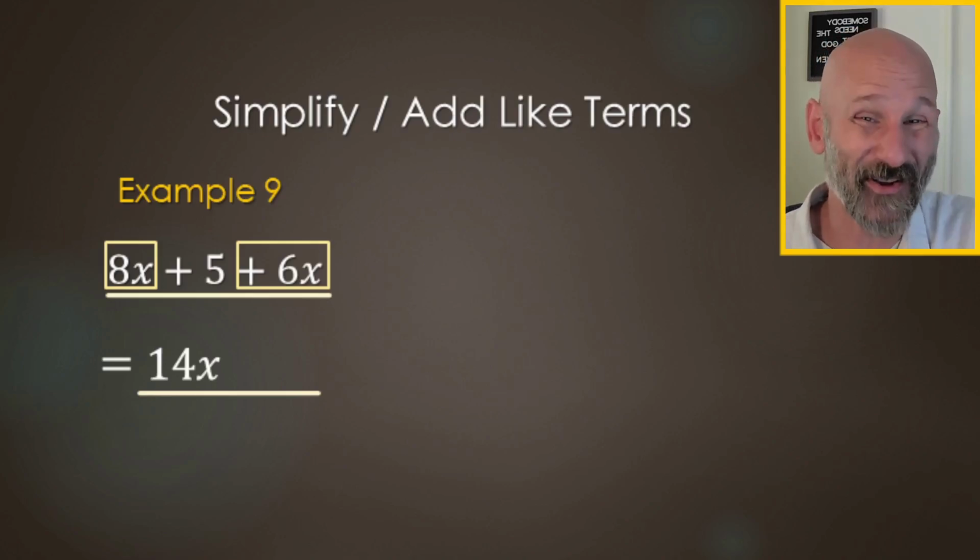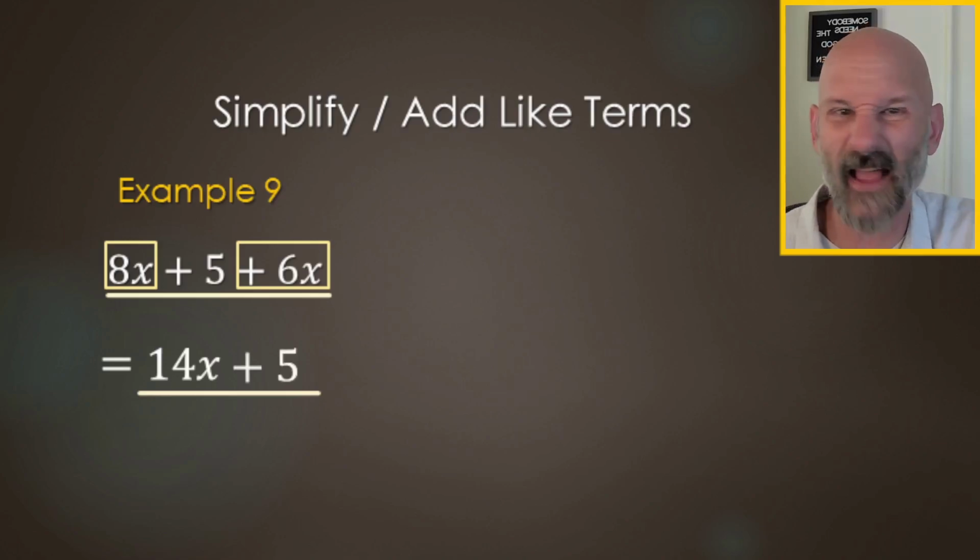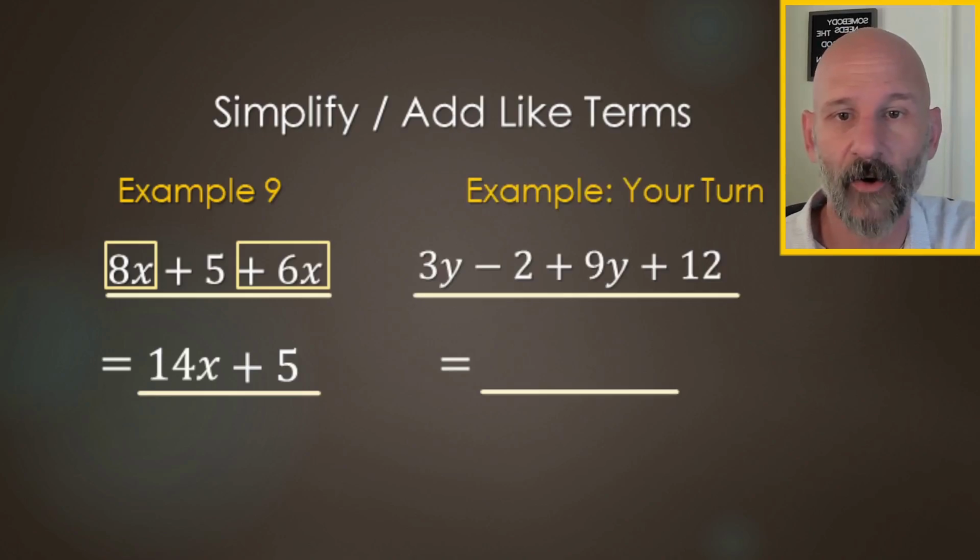And then we still have the constant term there, the plus 5. It doesn't have any other like terms in the expression, so we just have the plus 5. All right, go ahead and try this one out on your own. Pause the video, then come on back and see how you did.